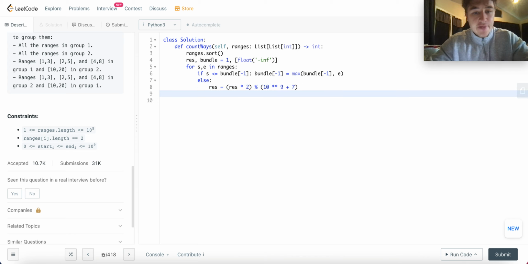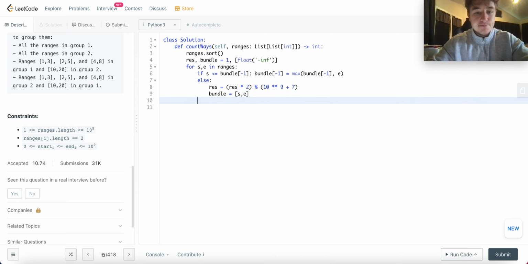All right. And then we're going to recreate our new bundle now. If they didn't intersect, then our new bundle is just the current event we're looking at, right? So that's just start to end. All right. And at the end, we just return res.